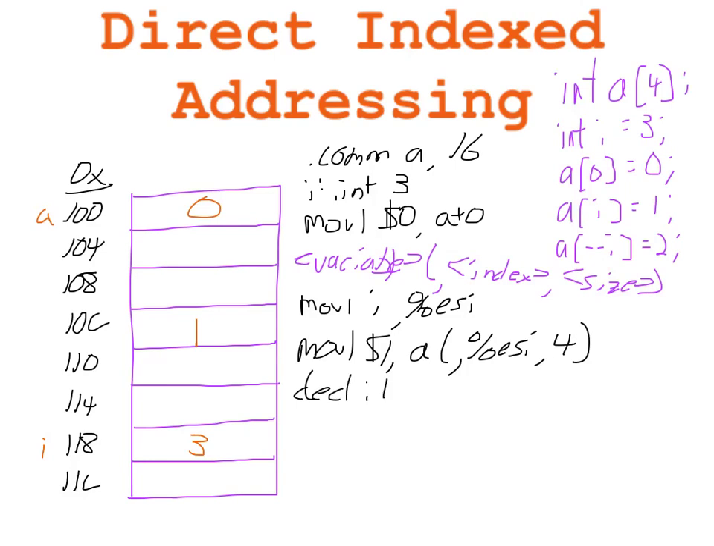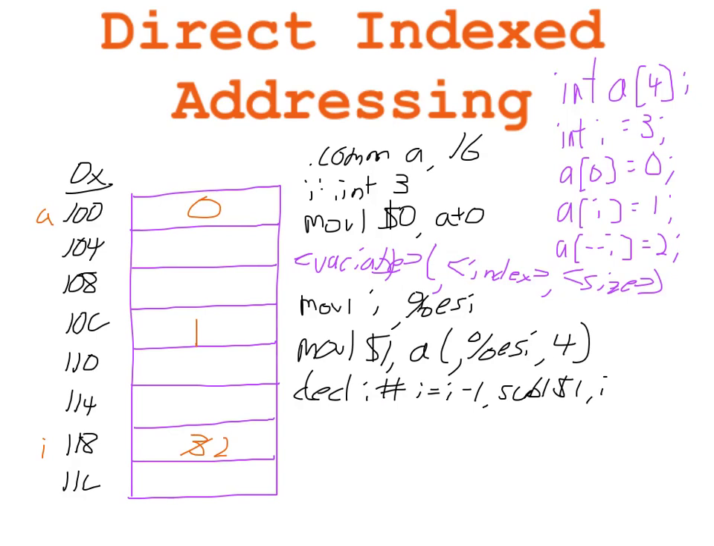DECLI. And I'll put as a comment here, what that's actually doing is I is equal to I minus 1, or alternatively in assembly we could have said subtract constant 1 from the variable I. Now one thing I will point out is that we're doing this to the variable I, which means in our memory map, I is going to change to a 2.